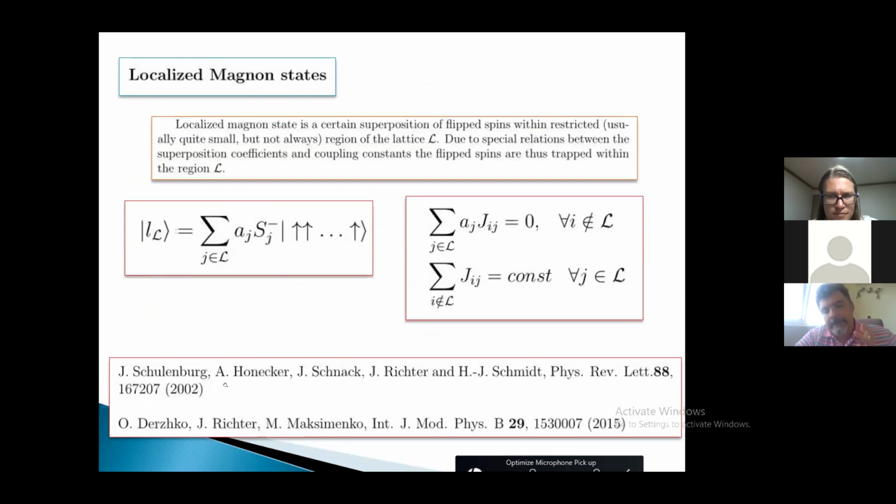Of course, a very similar concept was introduced earlier, in the early 90s, by Mielke and Tasaki, when they investigated the issue of the ferromagnetic ground state in the Hubbard model. But for purely localized magnetic models, the concept was introduced in this paper.